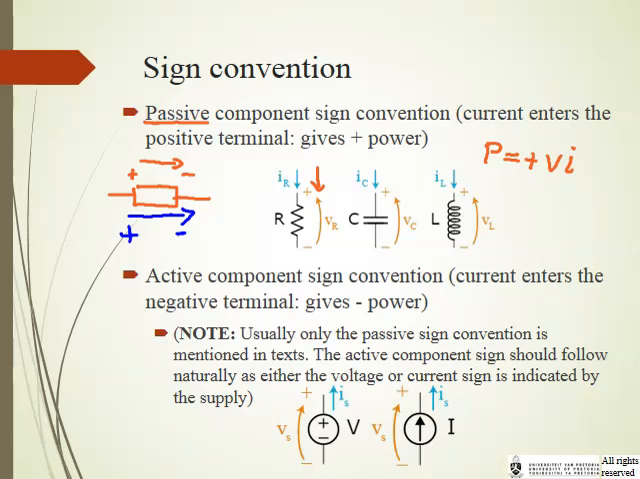Right, at the bottom we've got the case for active component sign convention, and here the current enters the negative terminal, and that gives us negative power. So as it says, we usually only use the passive sign convention in text to be safe. So I'm going to explain a bit more about the sign convention in the next slide.